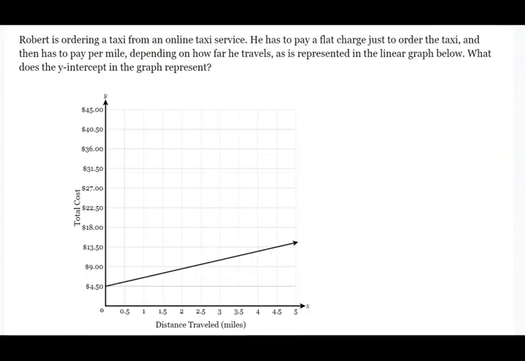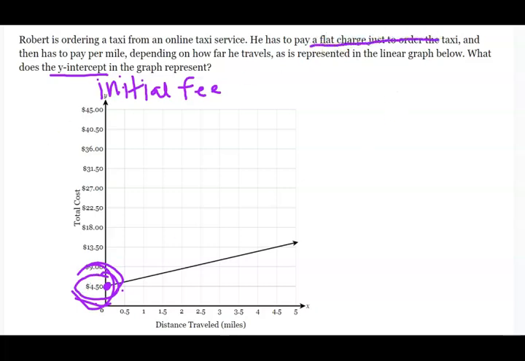Robert is ordering a taxi from an online taxi service. He has to pay a flat charge just to order the taxi, and then he has to pay per mile, depending on how far he travels, as is represented in the linear graph below. What does the y-intercept of the graph represent? So the y-intercept is this point here, and a y-intercept is an initial value, or a starting fee, right? An initial value or a starting fee. So it looks like the y-intercept is 450, and that must be the flat charge just to order the taxi.